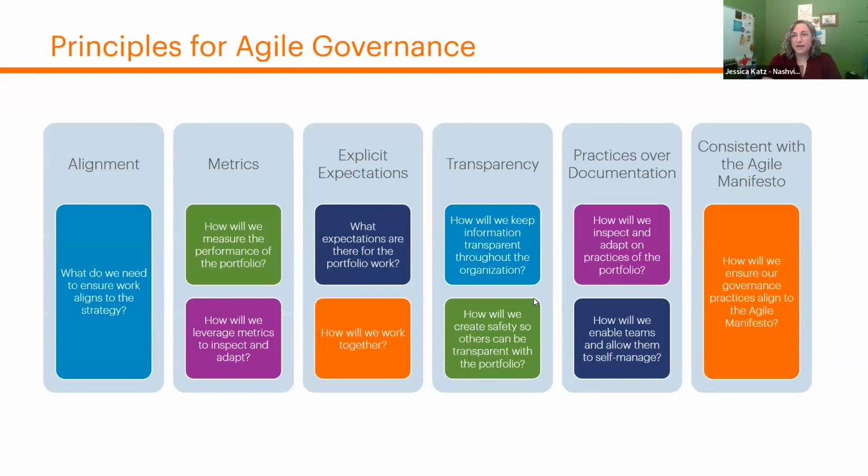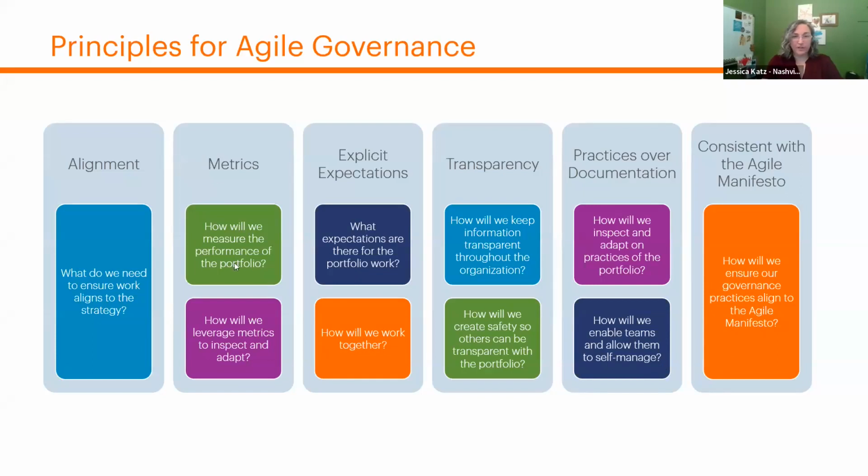Transparency is critical. One of the factors of being able to make decisions and being self-managing is I have to have all the information necessary to make a good and informed decision. So transparency is really critical. And we're going for practices over documentation. So how will we inspect and adapt on practices of the portfolio? So what's the portfolio doing? How are they working? How will they inspect and adapt? And how will we enable teams to self-manage? We don't have to document everything. It can be just a way of working, and that's okay too. And then we want to make sure we stay aligned with the Agile Manifesto. So that's the idea around Agile governance.